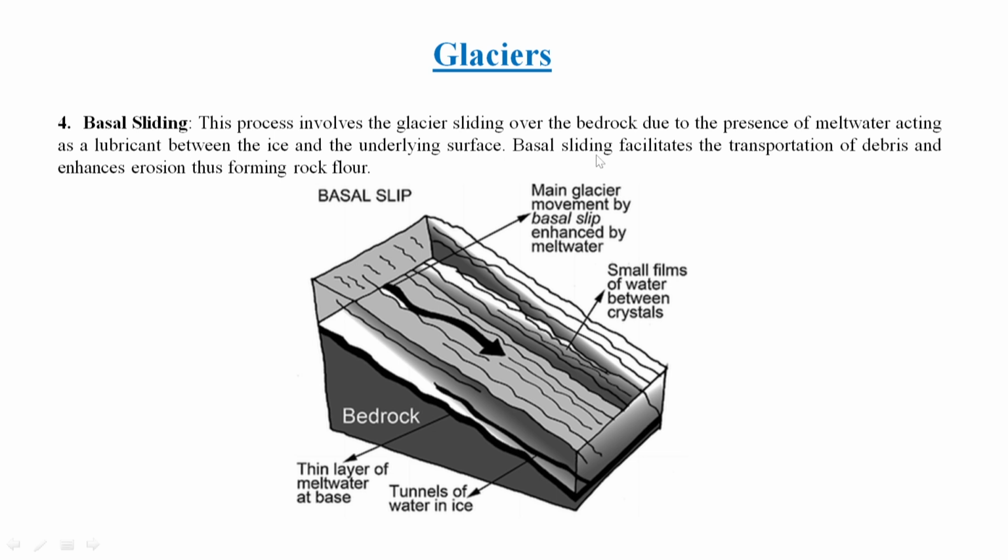So the basal sliding facilitates the transportation of debris and enhances erosion, thus forming rock flour. So the rock will be disintegrated into smaller pieces. So here is an example, a block diagram that shows the movement of the glacier, and it is also eroding the surface, the bedrock materials along with it, and it is simply due to this meltwater that is present at the contact between the glacier and the bedrock.